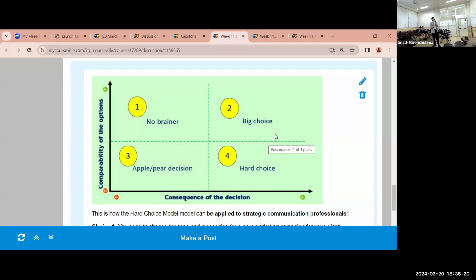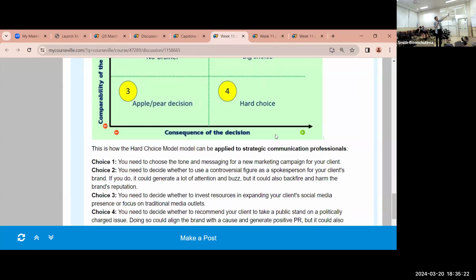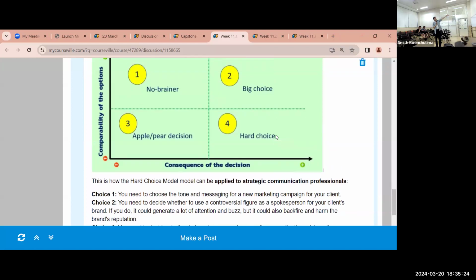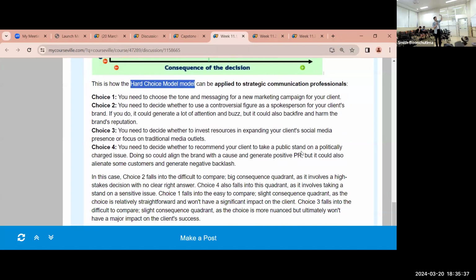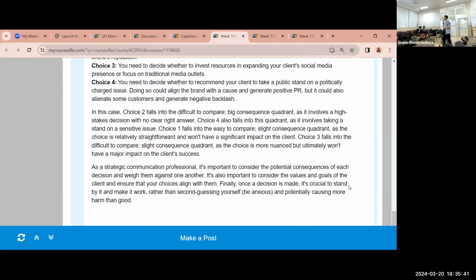Okay. Next, I will also show the answer key and also how we can apply the model to the communication scenarios in the discussion forum. Okay, let's move on to the next model.